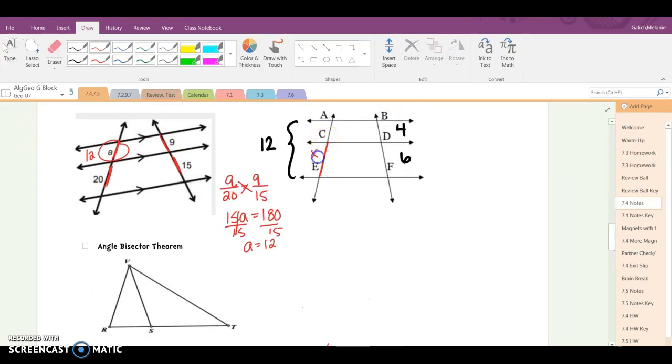So CE, we get x over 12 equals 6, because we're looking for the x, so the 6 is in that spot, over the total of 6 plus 4, which gets you 10. Cross multiply, so we get 10x equals 72, divide by 10, we get x equals 7.2. So for us, CE equals 7.2.